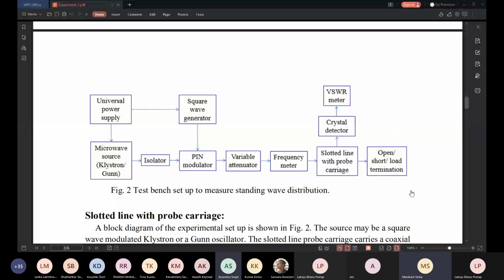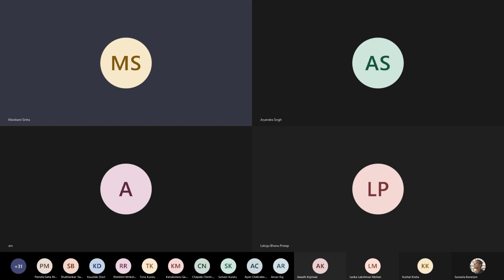Can we go back to the pin modulator for a second, because I see the arrow coming from the universal power supply to the square wave generator, to the pin modulator. Wait, I will explain the universal power supply. What is the universal power supply? To make this workbench run, you need a power supply. So there is one power supply, using which you feed the microwave source as well as the square wave generator, and that's why it is called the universal power supply.